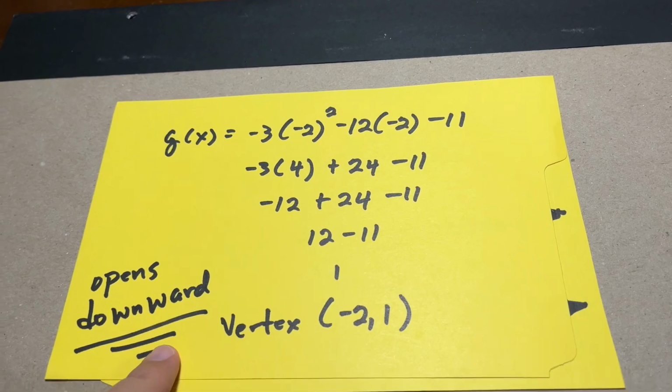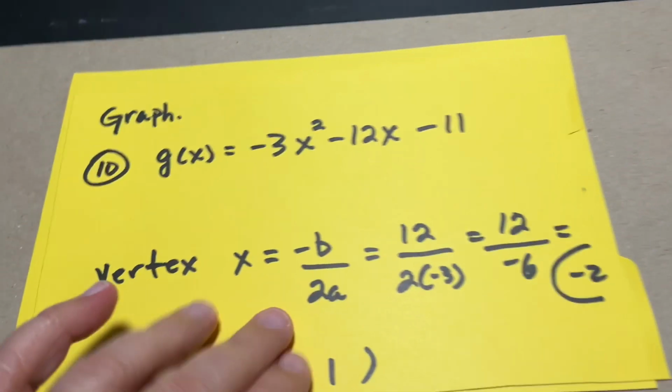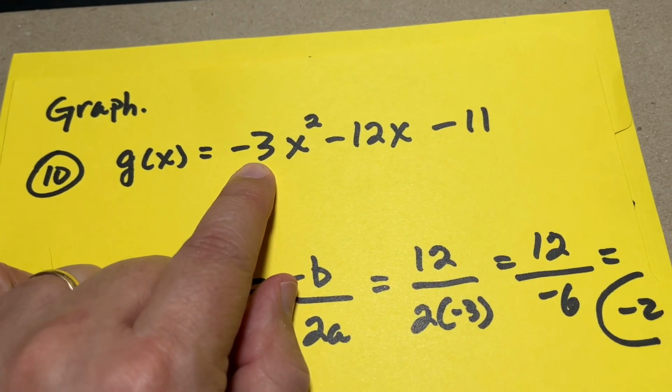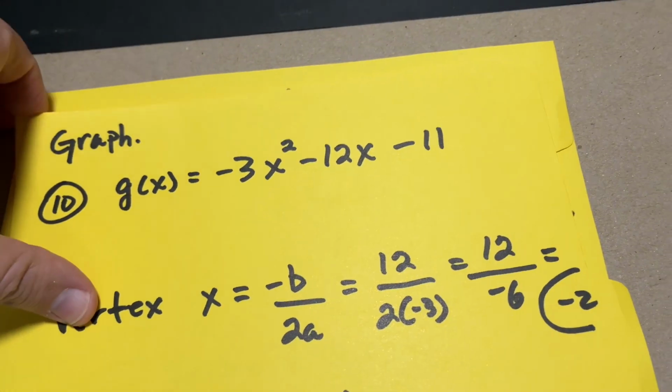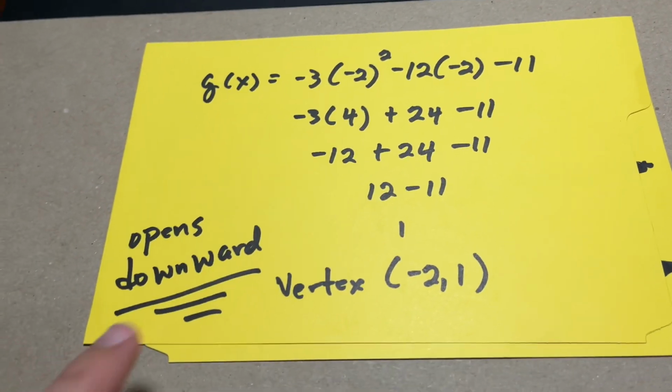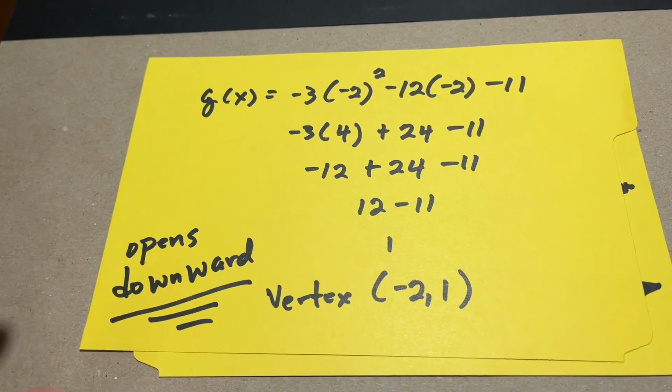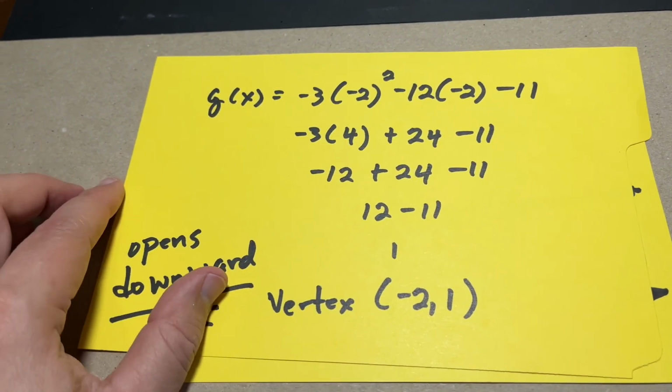Also, it opens downward because this a value is negative. If the a value is positive, it opens upward, but if it's negative, it opens downward. And since a is -3, this opens downward.